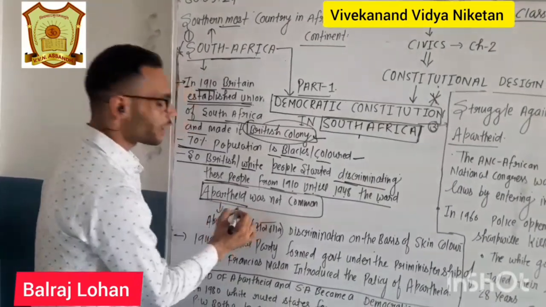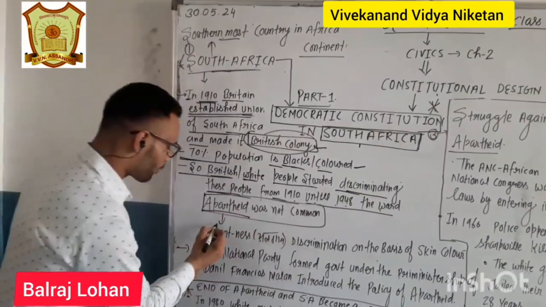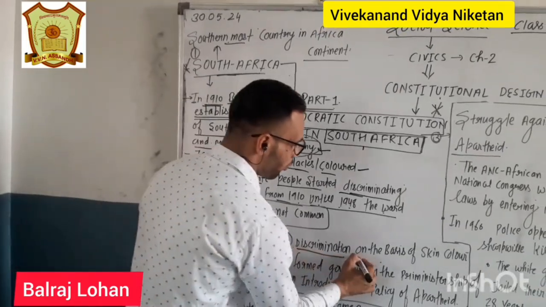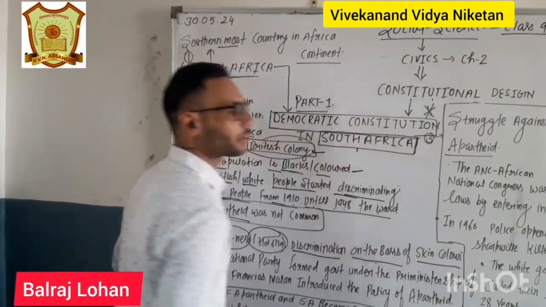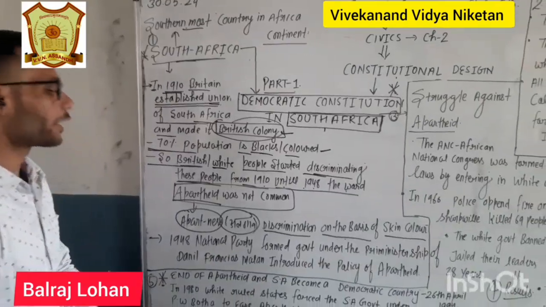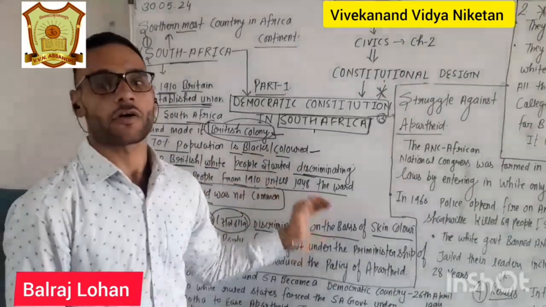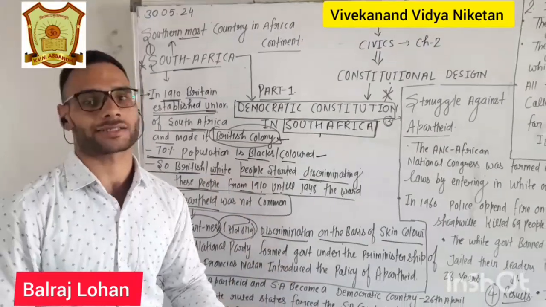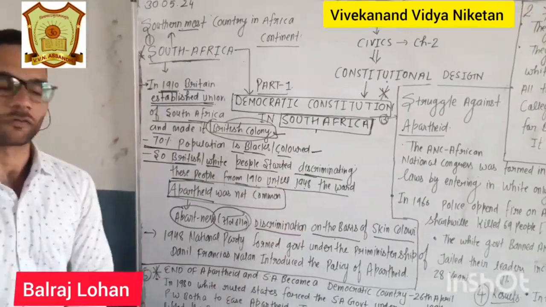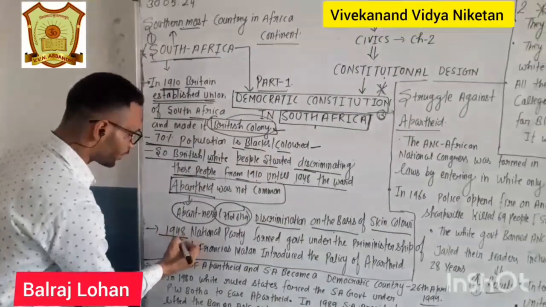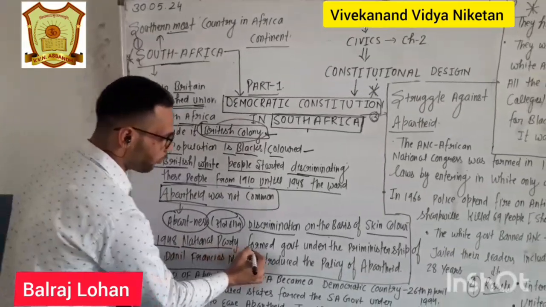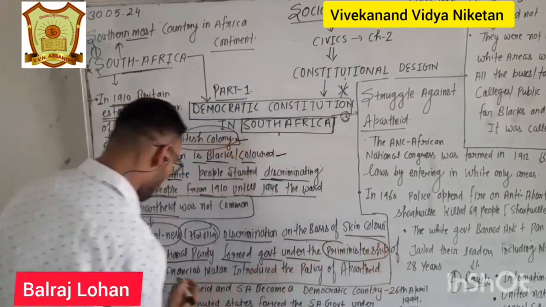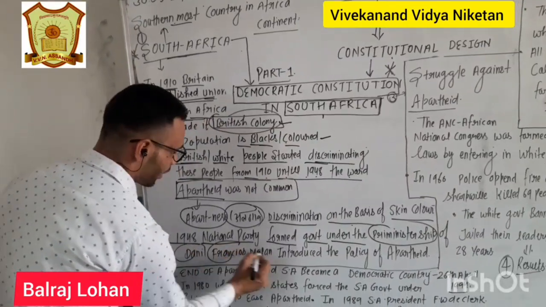And what was the apartheid system? The apartheid system means apartness. Discrimination on the basis of skin color, that is called apartheid. And it was a very famous practice used to discriminate against black people by the British and white people. So in 1948, the National Party formed the government under the prime ministership of Daniel Francois Malan.